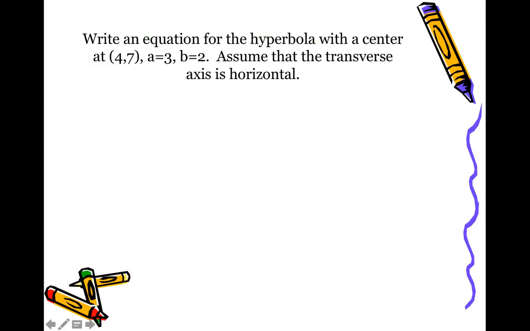Let's look at it given some different information, just to really solidify our understanding here. So we want to write the equation of a hyperbola with a center of 4, -7. A is 3 and B is 2, and we're going to assume that the transverse axis is horizontal. Okay, so we're going to say it's x minus 4 squared over something minus y minus 7 squared over something equals 1. So if it's a horizontal transverse axis, that means A is to get to the vertices.